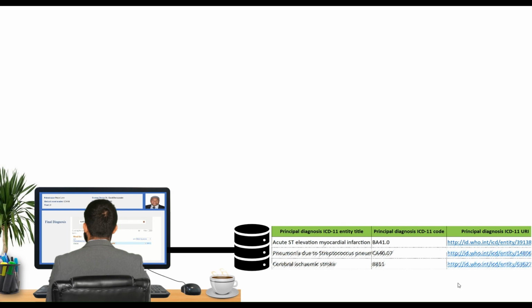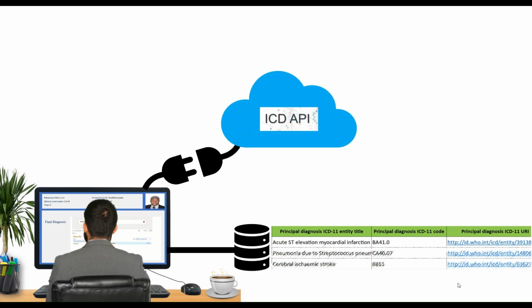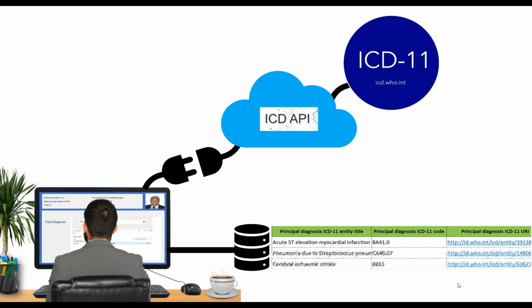But how is that possible? The magic is the API, which stands for Application Programming Interface. An API enables different applications to communicate with each other, to transfer data between systems. This is how the WHO opens the ICD-11 data and functionality to health information systems, irrespective of the type of software they are using.